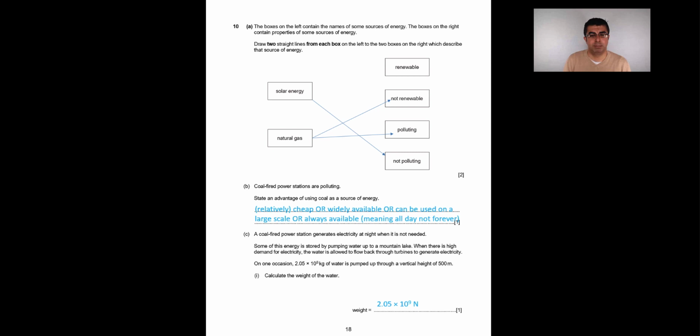Well, that's quite simple. You just do 2.05 times 10 to the 8 times 10, because weight equals mass times gravity, and that will give you 2.05 times 10 to the 9 newtons. So just to point out here, for solar energy, there should have also been an arrow pointing to renewable.